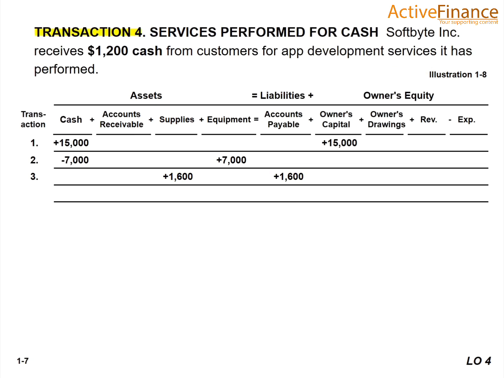Fourth transaction, services performed for cash. We have performed services for cash. SoftBite Incorporated receives $1,200 cash from the customer for the app development services it has performed. So we will add the cash in the cash column that we have received from the customer by providing the services. So we will add $1,200 in the cash account, and we will also plus revenue because we have performed the services. That's why we have received the cash.